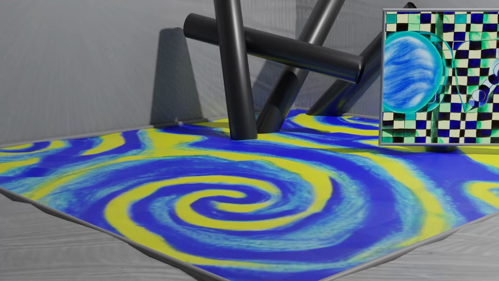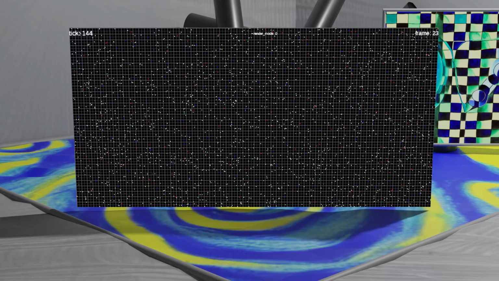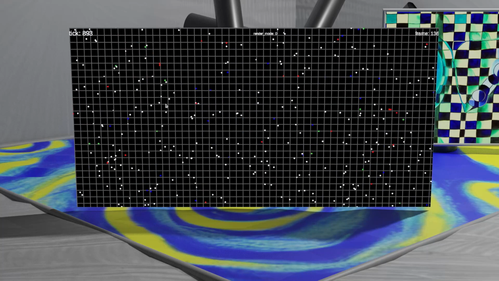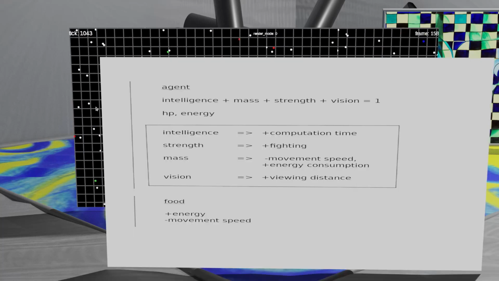Hello. In this simulation I am using an evolutionary genetic algorithm for data synthesis to generate the data necessary to train a simple neural net using backpropagation. The simulated agents in this world have 4 basic properties: intelligence, mass, strength and vision. The values of those properties form a set of weights, which sum up to 1, comparable to a limited amount of skill points, that can be distributed onto a character.